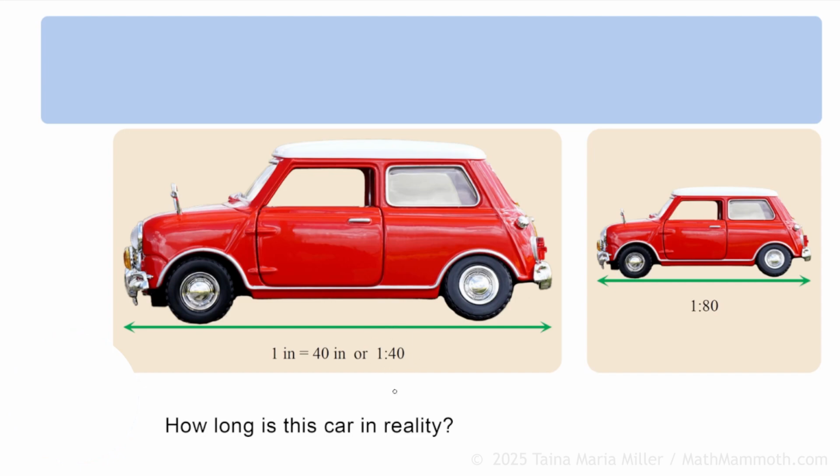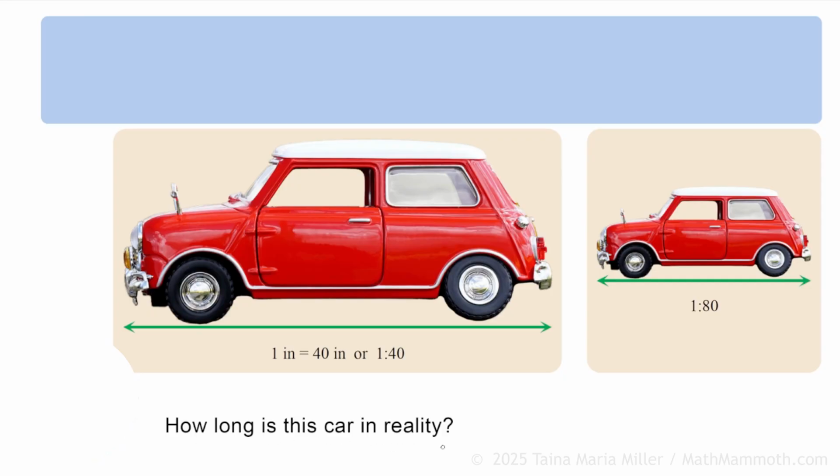Or it could be given with centimeters. 1 centimeter equals 40 centimeters. That doesn't actually mean that 1 centimeter equals 40 centimeters as you think of equations. Not that kind of equality. Just that it corresponds to 40 centimeters in reality.